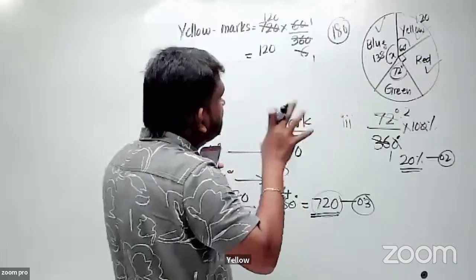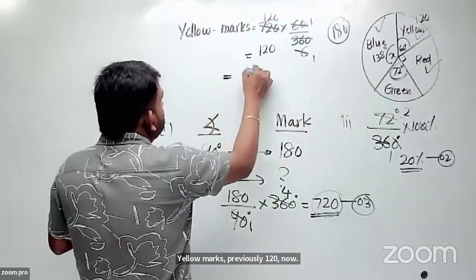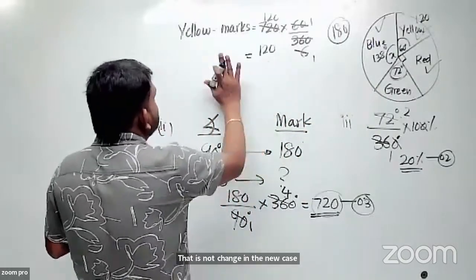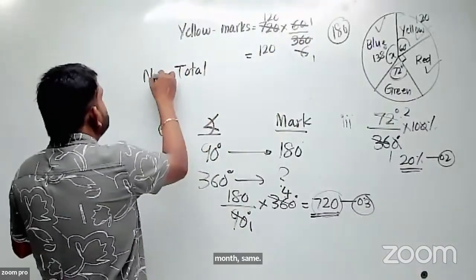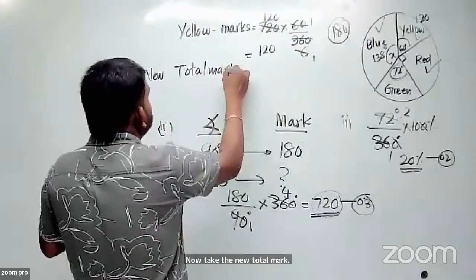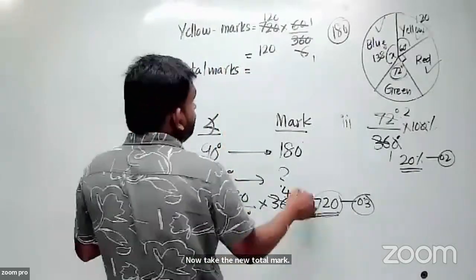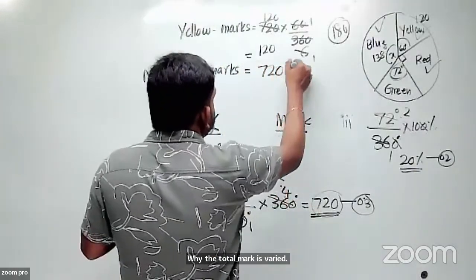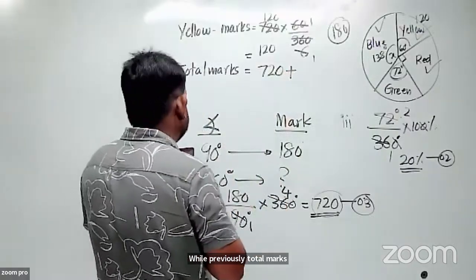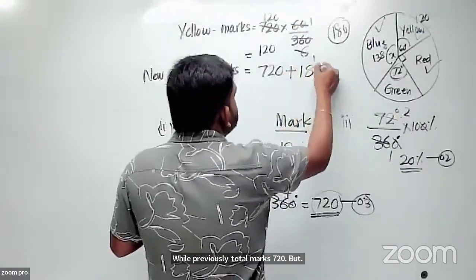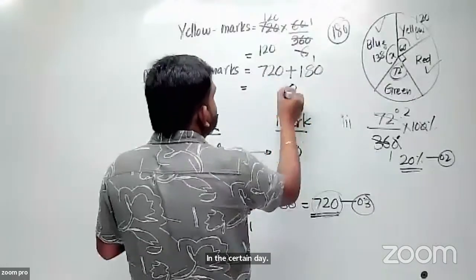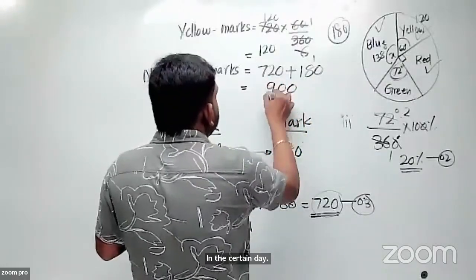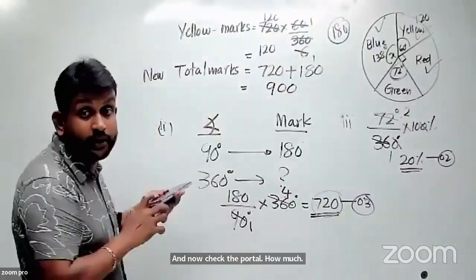Okay. Yellow marks previously 120. Now that does not change in the new case. 120 is the yellow mark, same. Now check the new total mark. Why is the total mark varied? Previously total marks 720, but now it gained again 180 in a certain day. And now check the total, how much? 900 marks. Now the total is 900 marks.